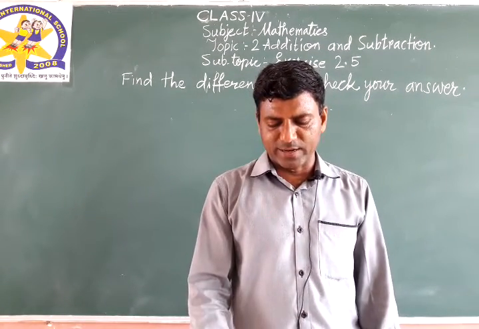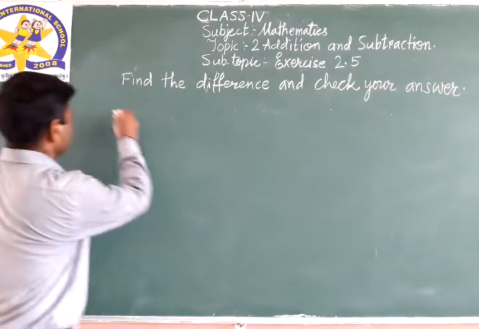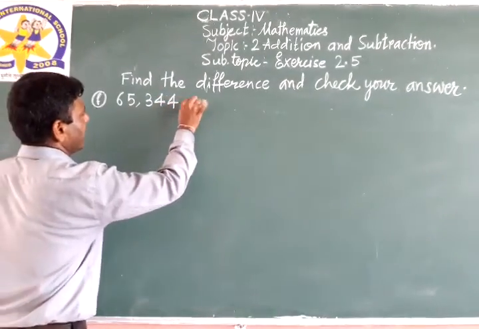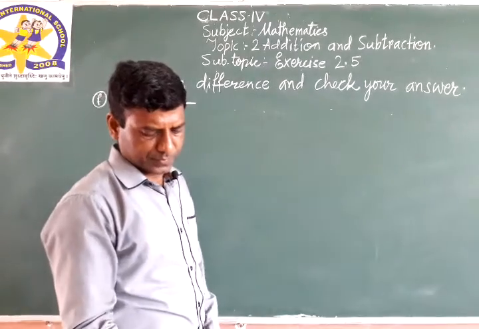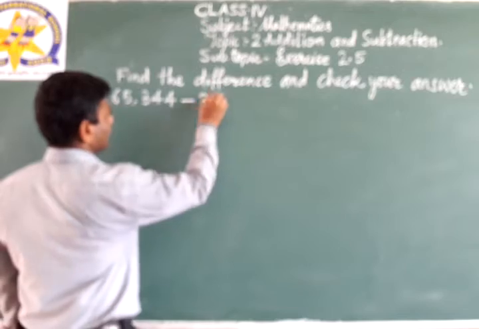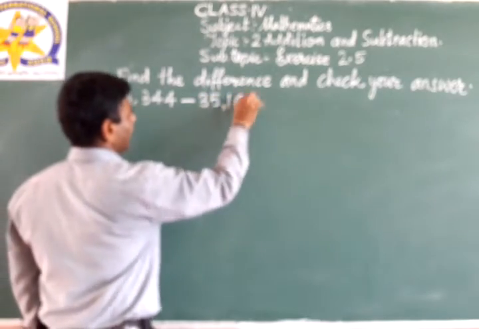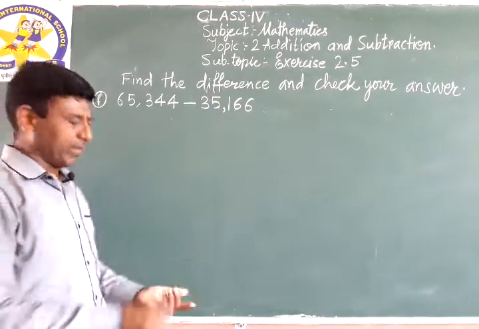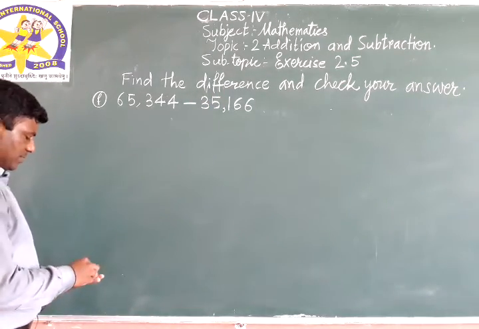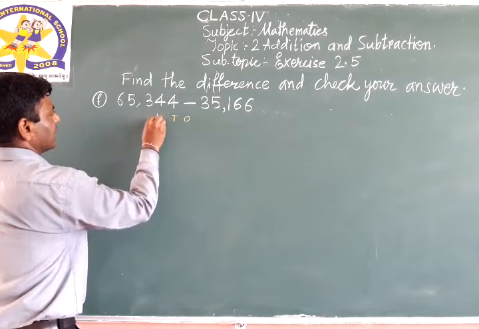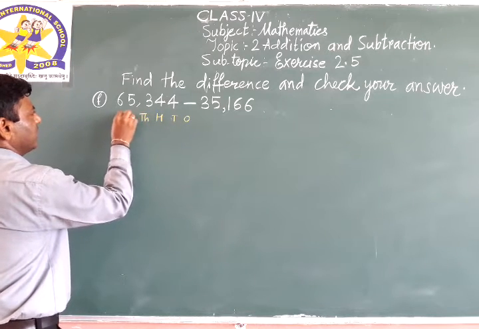F. 65,344 minus 35,166. Here also same. First find out the difference. How are we finding the difference? Same. Write down place values: ones, tens, 100, 1000, 10,000.